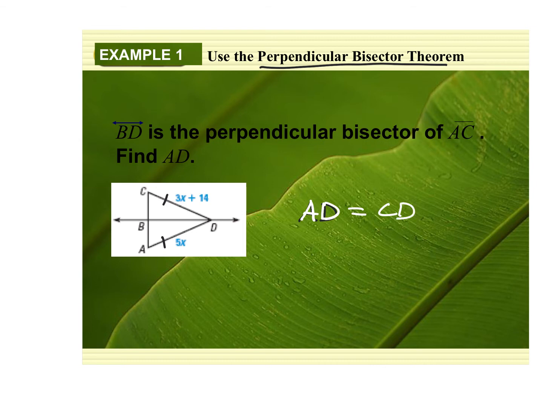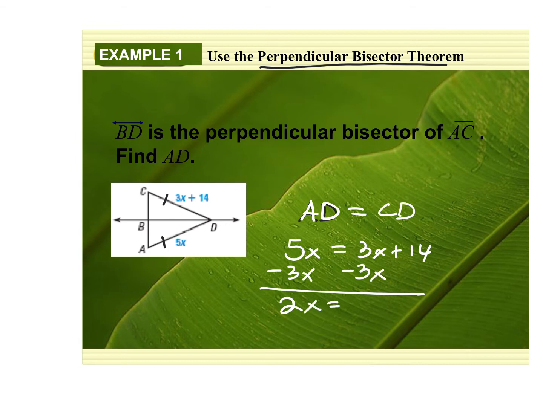So I'll go ahead and set 5x equal to 3x plus 14. Subtract the 3x. 2x equals 14. Divide by 2, and x equals 7. Now, the question did not ask me to find x. It wanted me to find the length of AD. So now I need to plug it in. AD was equal to 5x. Plug in 7 for x. 5 times 7, and the length of AD is 35.